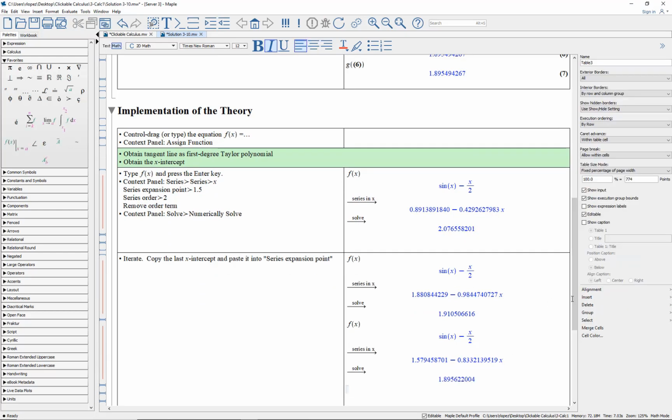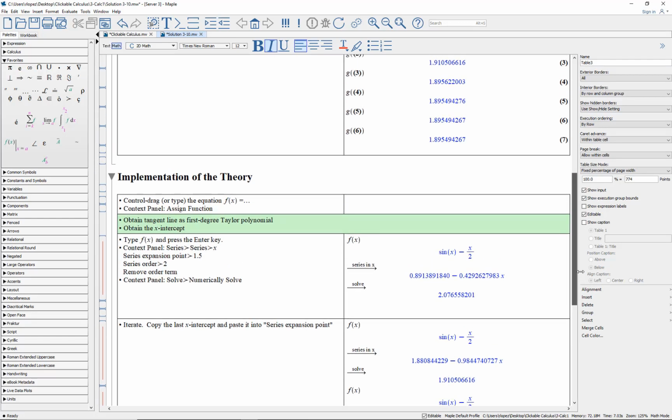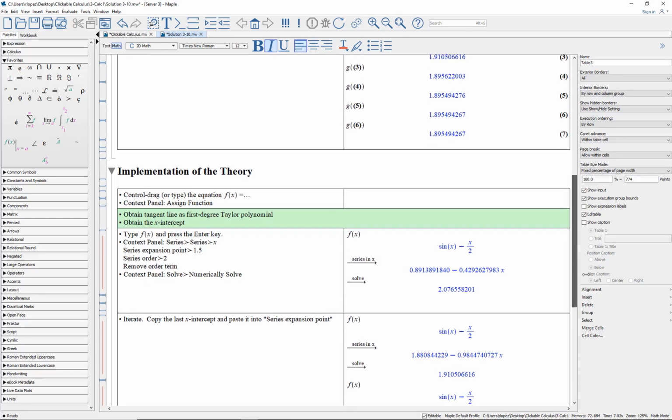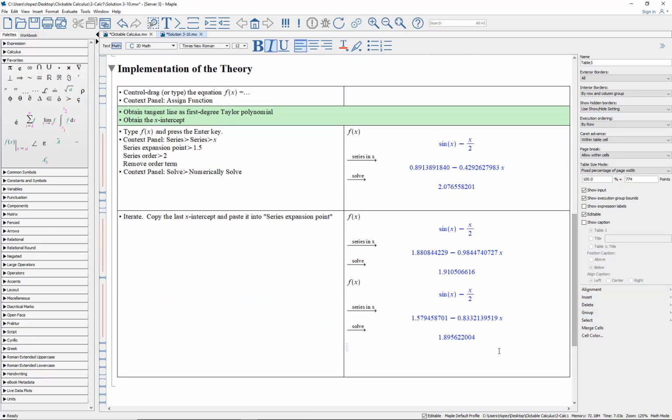And that's the third iterate. 1.895, 1.895, and so forth. So what we're really doing is exactly what the tutor showed. Tangent line, find the x-intercept on that tangent line, use that as the next approximation to the root.